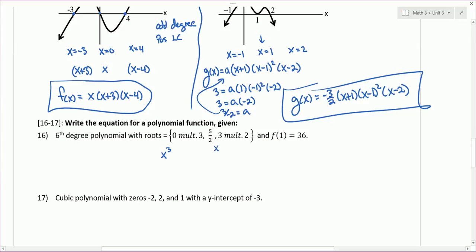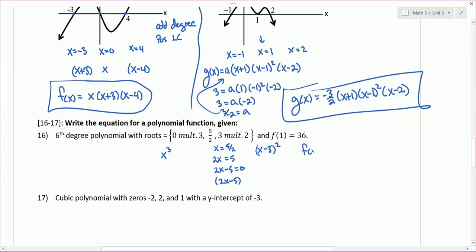Well, if our root x equals 5 over 2, multiply both sides by 2, and you get 2x equals 5. Subtract 5, you get 2x minus 5 equals 0. So our factor is going to be 2x minus 5, and the root 3, so our factor is going to be x minus 3 with a multiplicity of 2. And this function goes through the point 1, 36. So let's put together what we know so far.